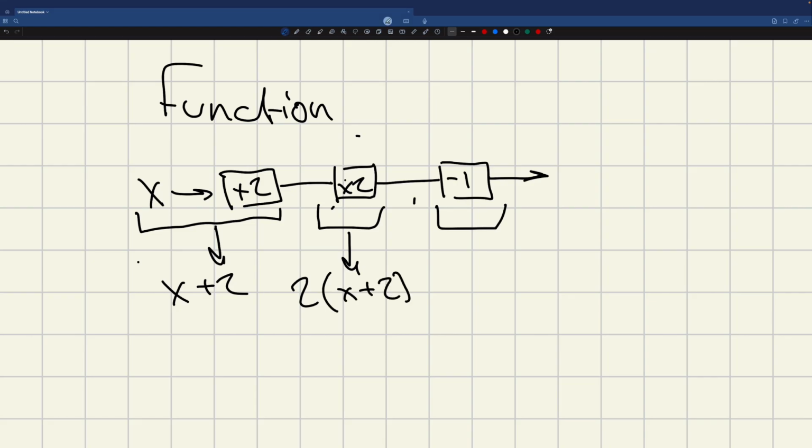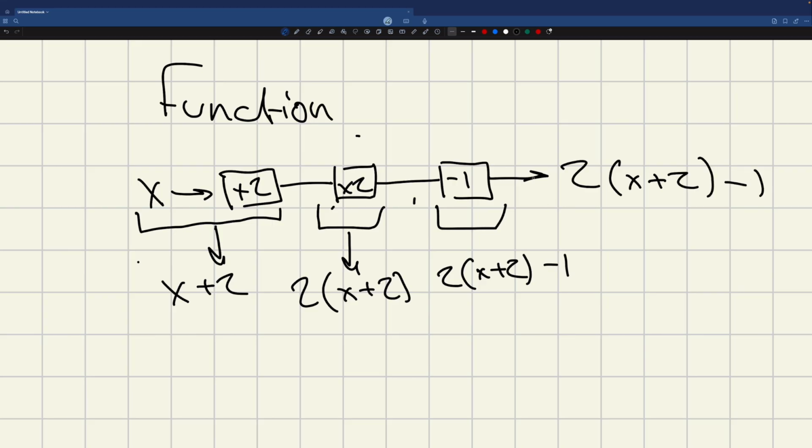Why 2 times x plus 2? Because the x plus 2 from here was put into the times 2. So now it becomes that. Nice. And here you get 2 times x plus 2 minus 1. Why? Again, because this 2 times x plus 2 was carried over here to get this result. So the final result would be 2 times x plus 2 minus 1.